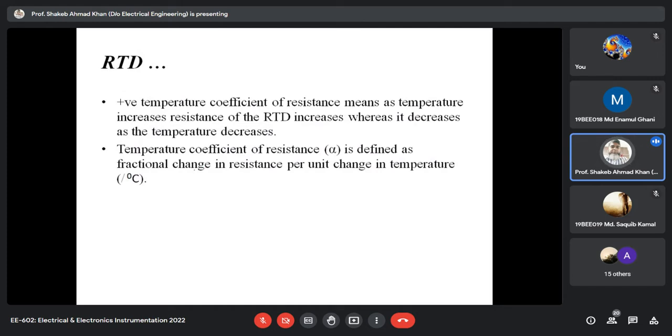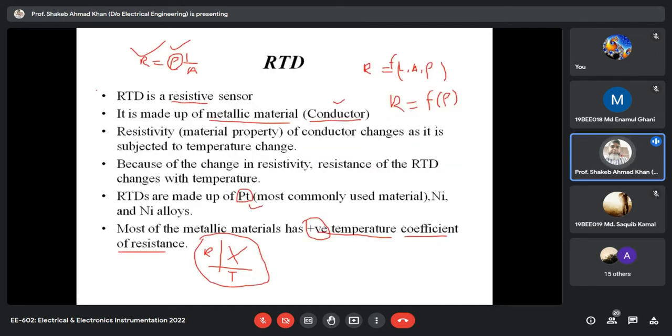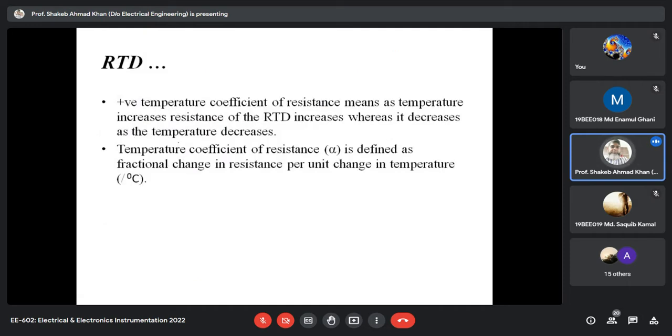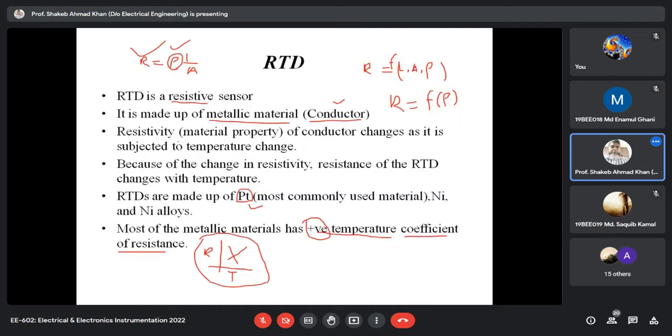If anybody is having any doubt or not able to understand any of these points that I told you about RTD, you can ask me. You can make it clear, please. Okay.